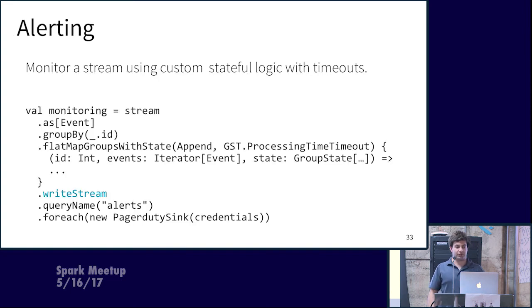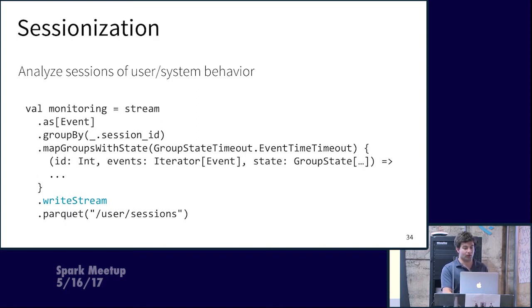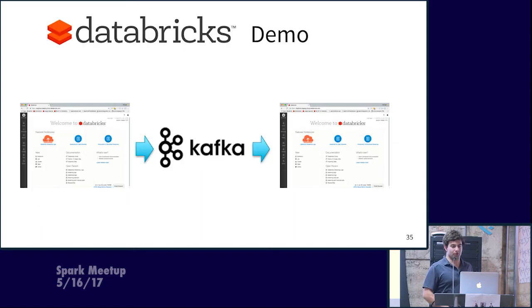So some use cases that you might have: you could do some alerting. You could monitor a stream using stateful logic with timeouts. I'm going to show examples of how to write this within flatMapGroupsWithState, but for example, you group by an ID, and then you do some function on your events, and then you write it out to PagerDuty, creating alerts on PagerDuty. Or you could do sessionization. You could group by a session ID, and then you could use mapGroupsWithState here, where you always want to get the latest state of a session, and then you can just write it out somewhere as well. So just to show you how all these work, I want to do a demo on Databricks.